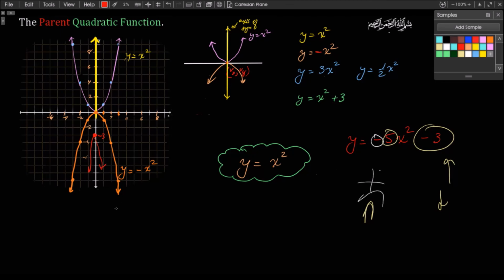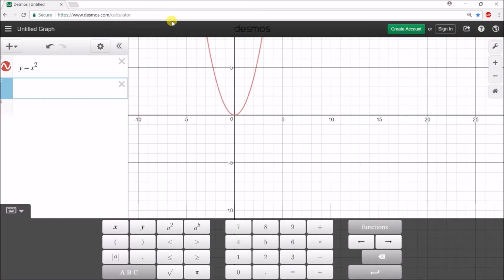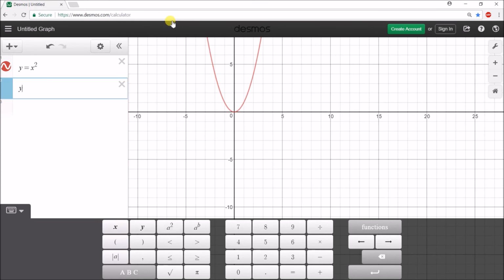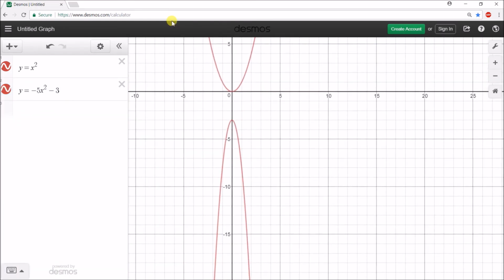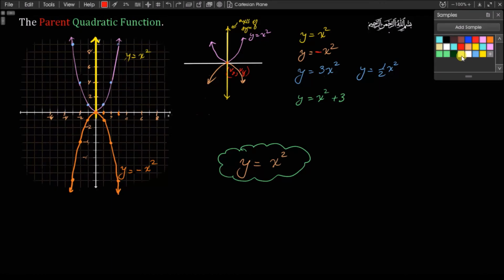Okay? So let's see if that's the case. Okay, so that's our parent graph. So y equals -5x squared minus 3. Ta-da! And there we have it. See, it's the flip of the parent graph. It's skinnier, so to speak, because it's going down faster, and it's moved down by 3 units, not up by 3 units.